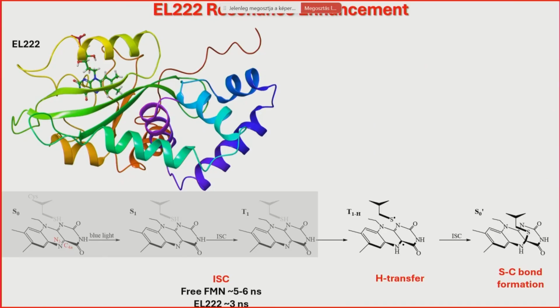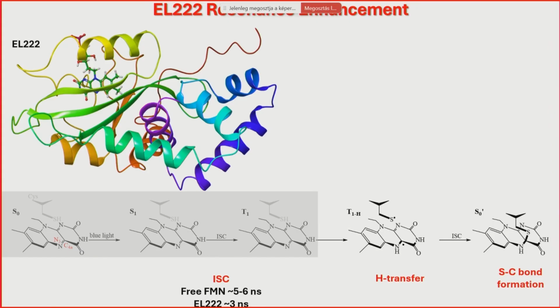So here is an example of the resonance enhancement. I picked EL222, which has a LOV domain with the FMN embedded in the structure. The early part of the photocycle is common with the free lumiflavin or FMN. You reach the T1 state here. However, in EL222, the photocycle branches on, because we have a conserved cysteine here, which forms a triplet biradical, and finally an adduct between the cysteine and the isoalloxazine ring.